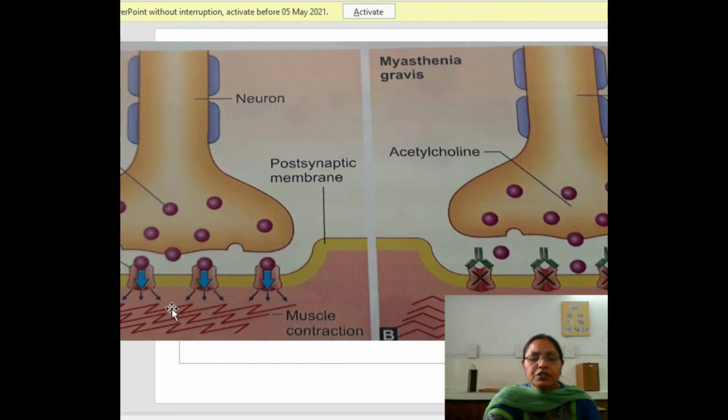This slide shows the nerve ending. This is the neuron, and this is the muscle. There is a release of acetylcholine, and it will act on the receptors present on the muscle. But in this particular disease, there are blocking antibodies which block these acetylcholine receptors present on the muscle. The nerve ending is normal, and there is a release of acetylcholine, but it doesn't bind with the receptor, so there is no action of the acetylcholine. It will cause muscle weakness, that is myasthenia gravis.